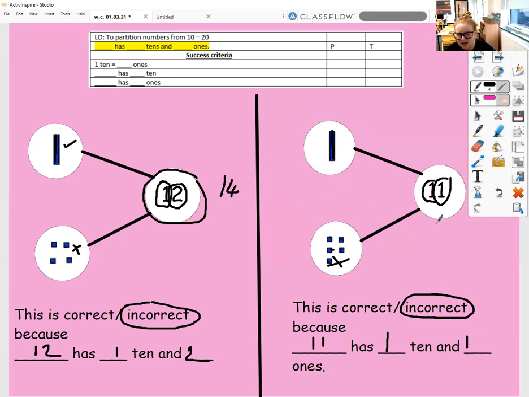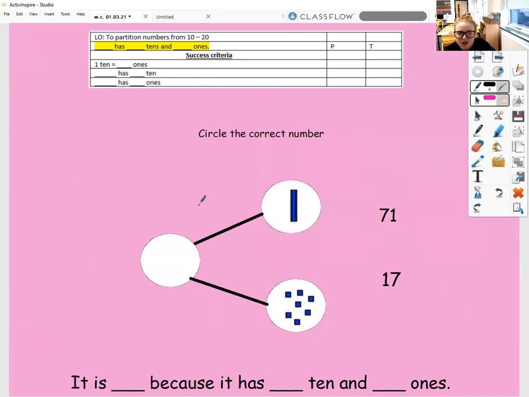This number has 1 ten and 5 ones. It would make 15. Fantastic. Okay, circle the correct number that should go in here. So is the correct number 71? 71 should have 7 tens and 1 one.